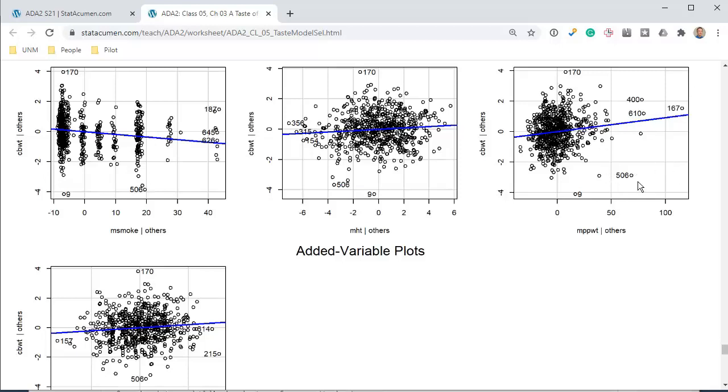This child right here, 506, this is someone who had a much lower birth weight than we expected by about 3 pounds. And contrary to the mother's pre-pregnancy weight, which was much more than average, right? 0 here is the average pre-pregnancy weight. So this mother was heavier than usual, but gave birth to a very underweight child. That's what's happening here.